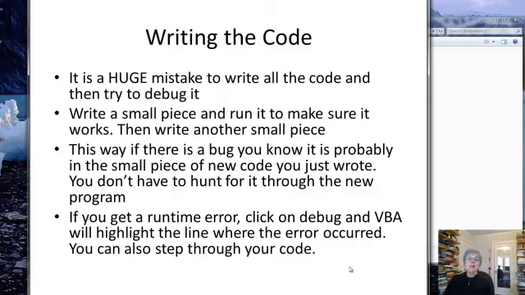If you get a runtime error, VBA will try to tell you what the problem was, and you can click on the debugger, and it'll try to show you where it actually happened. So a lot of times those are useful, sometimes they're not, but another thing you can do if you have an error is to step through and see where it happens.